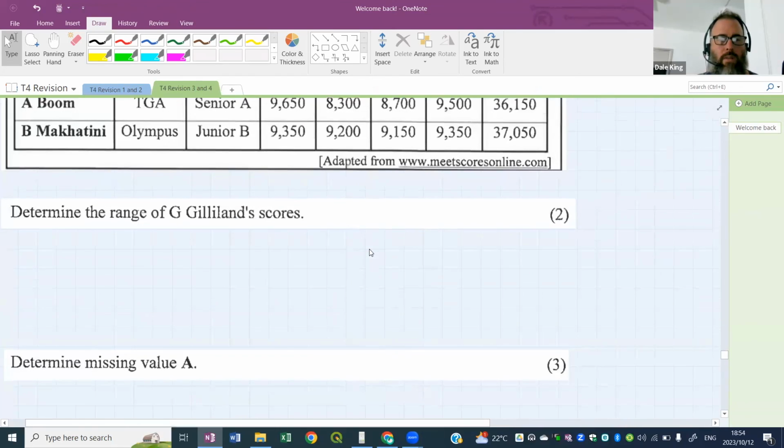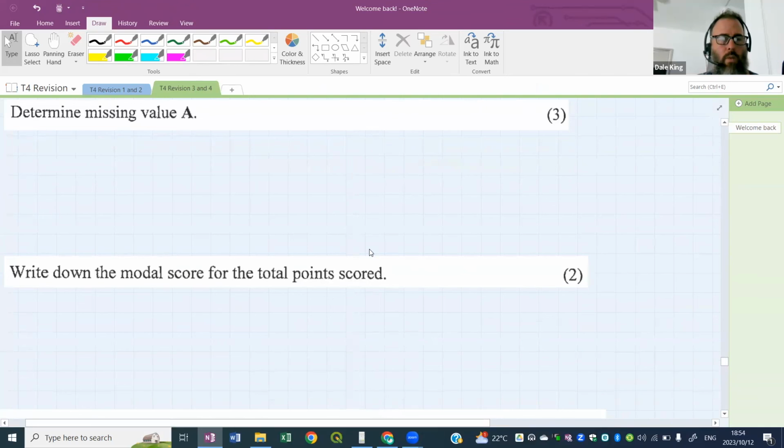If there's no questions, I want to pick out one more. Let's see if we can do one more. Ooh, I like this one. Write down the modal score for the total points scored. Now, what on earth is modal, ladies and gentlemen? What is that? Mode. Yes. I thought I got you. Modal means mode, the most. Write down the score that occurred the most for the total points scored.